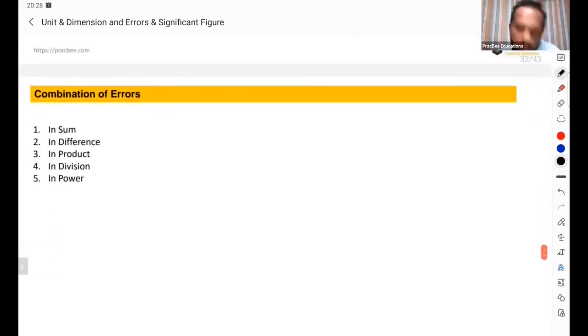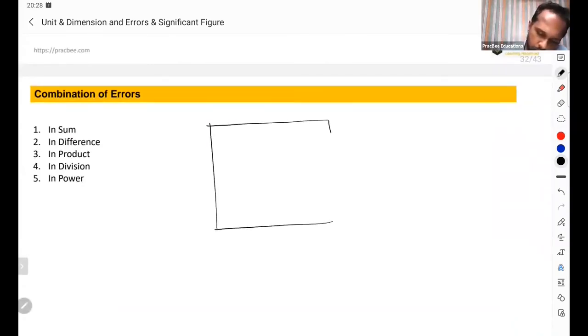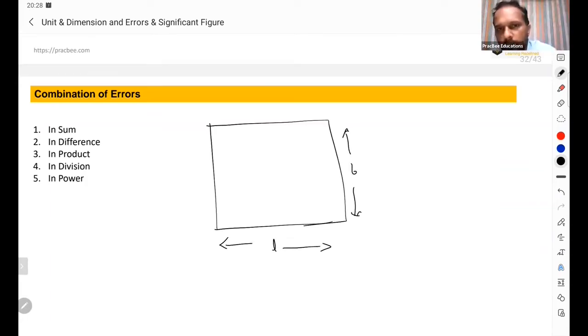Now, combination of error. Suppose this is a land. I ask you to measure its length and I ask you to measure its width. When you measure its length, you will have some error. And when you measure its width, you will again have some error.